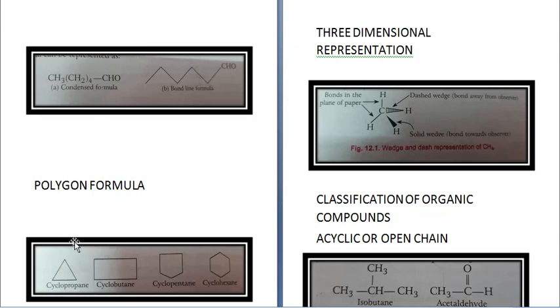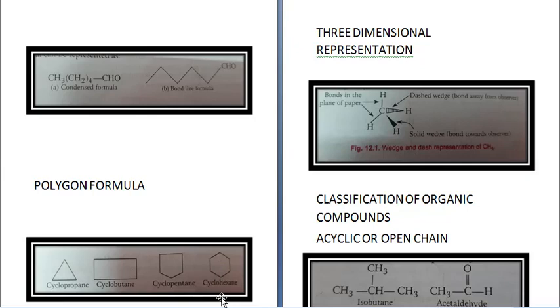This is called cyclo because it is a closed structure, cyclopropane. 4 lines are there, so cyclobutane. This is a pentagon, 1, 2, 3, 4, 5, so it is cyclopentane. Why? Because it is all a single line. If it was a double line, it would have become ene. If there was a triple line somewhere, then it would have become ine. Now see here, there are 6, so it becomes cyclohexane.